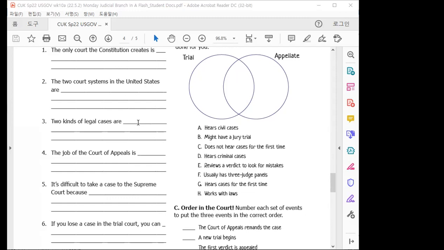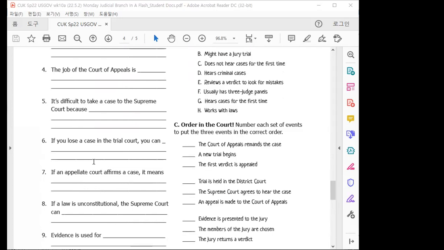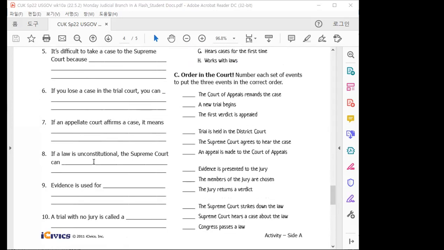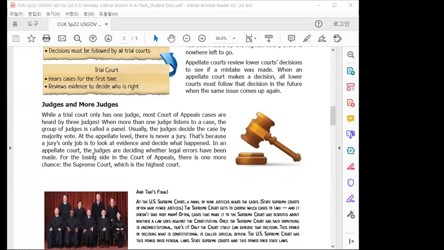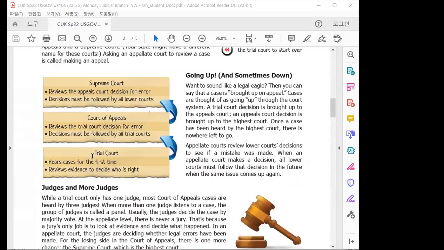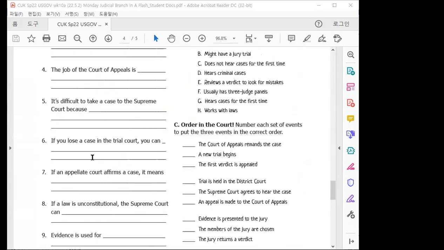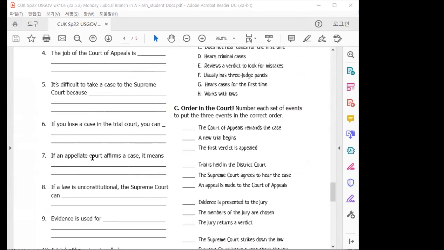Number 6. If you lose a case in trial court, you can... Chojin. What can you do according to the file that I sent you, or this information here? What can you do, Chojin? Micah? Micah, Chojin, what can you do? No answer? I think you can challenge the decision. Appeal. Or you can appeal.